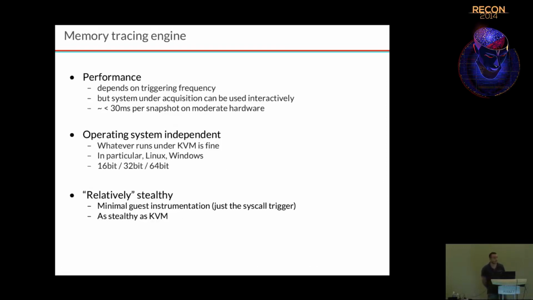So to sum up, our memory trace engine performs really well. You can interact with the guest during recording, so click on things and such. It makes snapshots in below 30 milliseconds per snapshot. For Linux, for example, it's really fast, making snapshots in 3 milliseconds. And of course, this depends a lot on the trigger frequency. If you set 10 system calls to trigger, it will perform faster than when you set 100 system calls to trigger. So it is also operating system independent.